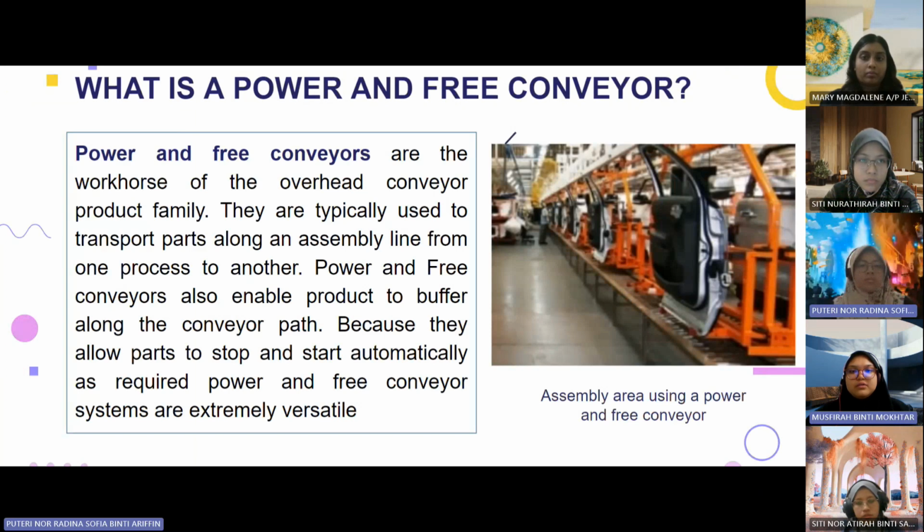So this is the example of asynchronous transport. It is a power and free conveyor. Power and free conveyors are the workhorse of the overhead conveyor product family. They are typically used to transport parts along an assembly line from one process to another. Power and free conveyors also enable product to buffer along the conveyor path because they allow parts to stop and start automatically as required. Power and free conveyor systems are extremely versatile. This is the example of an assembly area using a power and free conveyor.